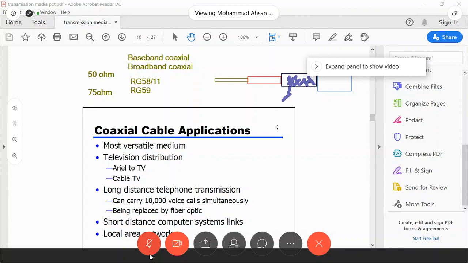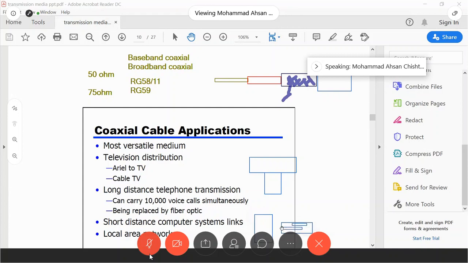The connectors, they look like this. I'll show you one example here. This is the example of a BNC connector, a T shape. There is an example of a BNC terminator as well. How do they actually terminate it? At the end of the wire, you have something like this.